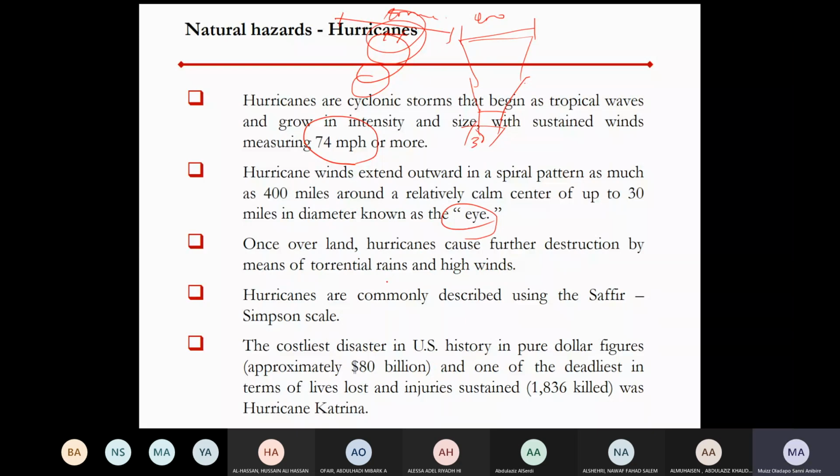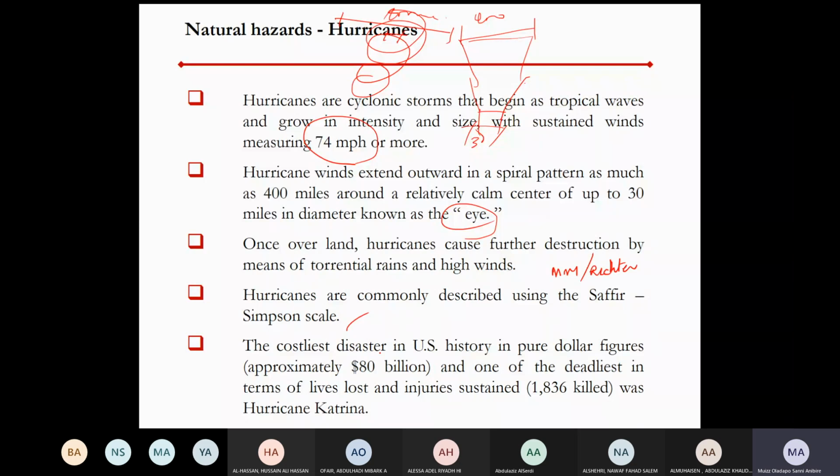So hurricanes are usually described using the Saffir-Simpson scale. Just like we have the MMI and the Richter scale for earthquakes, we have the Saffir-Simpson scale to describe hurricanes as well.